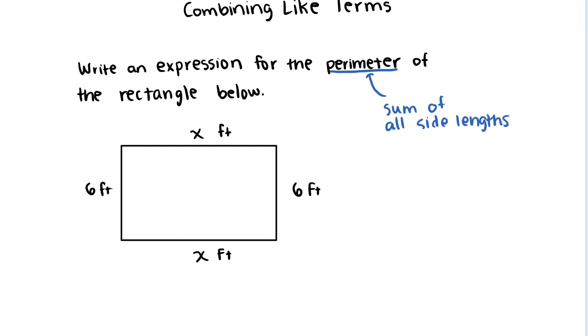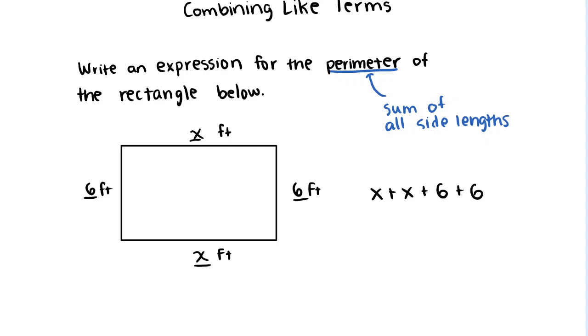And so if I wanted to write an expression for the perimeter of this rectangle, well, I just need to add the side lengths together. So I can add this side length x with this side length x as well, so x plus x. I can add on this side length plus 6, and this side length on the right plus 6 again. So this is one expression for the perimeter of this rectangle.